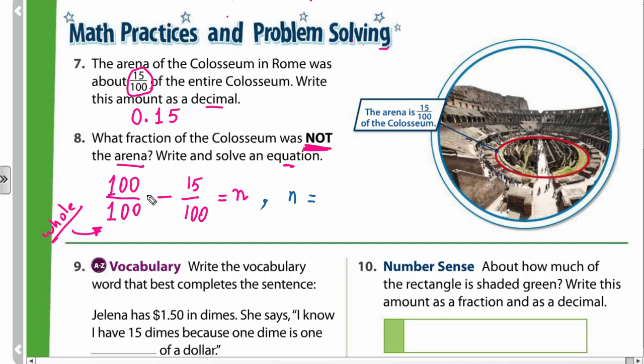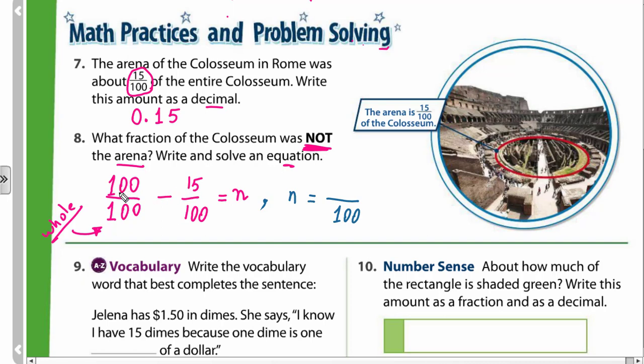For subtraction, we subtract the numerators or the denominators? The numerator. Okay, great. So I will write down here 100 as it is. And go ahead. 100 minus 15. 0 minus 5. 0 minus 5, it can't be.